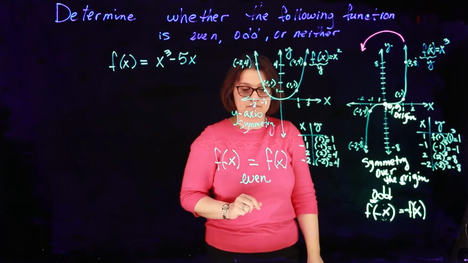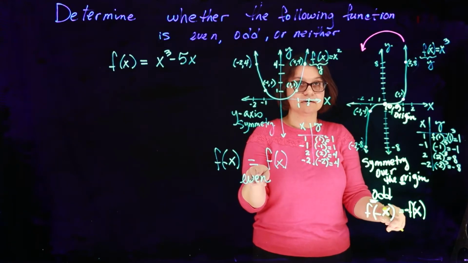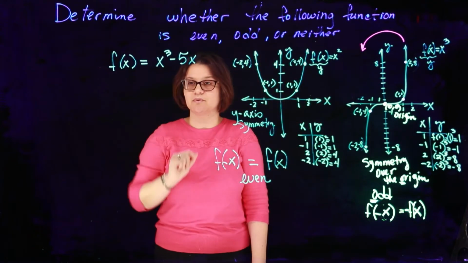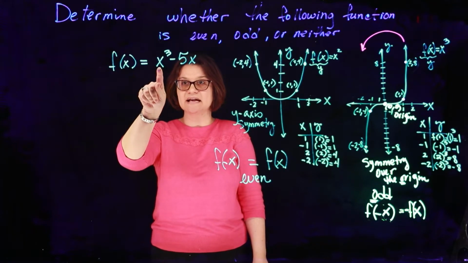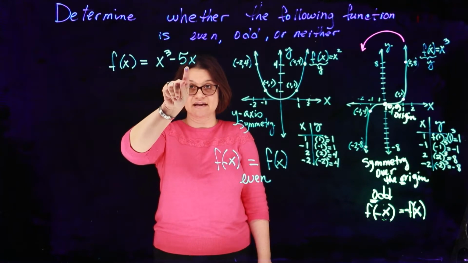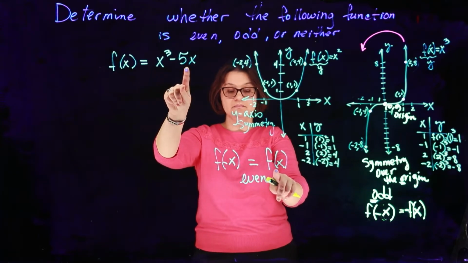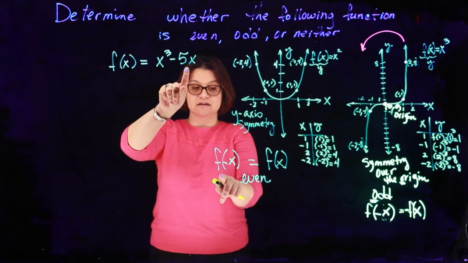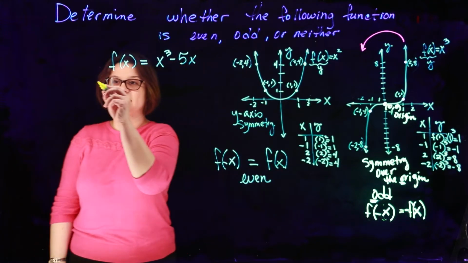By the way, if this doesn't work, and if this doesn't work, then you have a function that's neither odd nor even. Let's look at this example. We know f of x. F of x equals x cubed minus 5x. Let's see what happens when we find f of negative x, because we want to know if they're the same. Let's look at f of negative x.